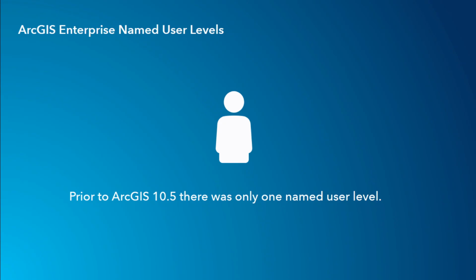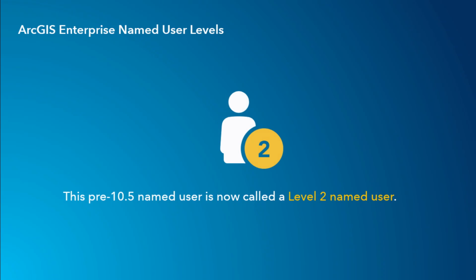So prior to 10.5, we had one named user. This named user is now your level 2 named user. Level 2 named users can administer content, they can administer the portal, they can be in groups, they can do everything that your users have been able to do in the past. You can create custom roles for them, you can assign privileges.